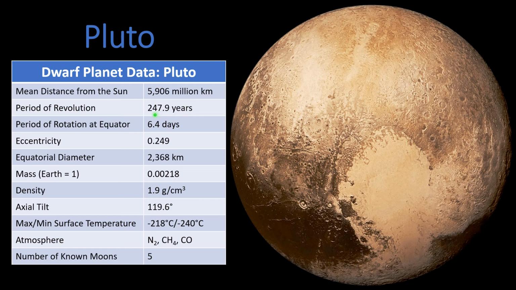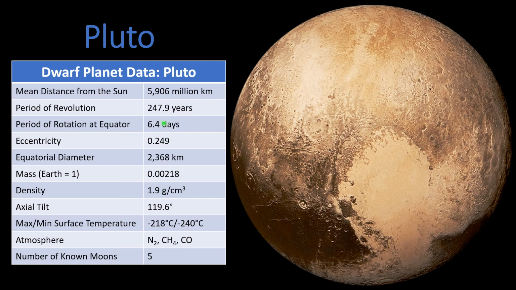It takes 247.9 years to make one revolution, which is really crazy. If you think about the fact that the United States began in 1776, as long as we've been a country, Pluto has not made one revolution around the Sun, which is pretty wild.